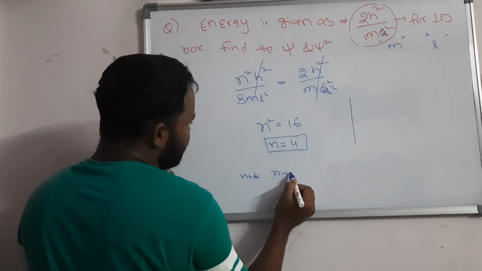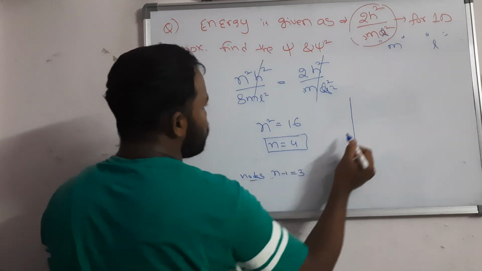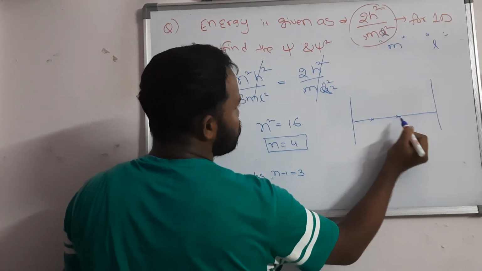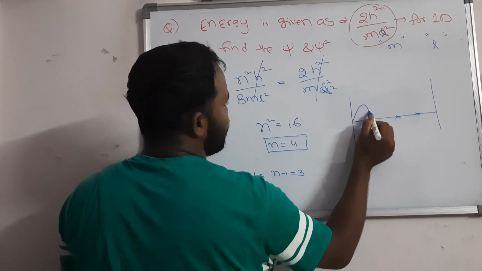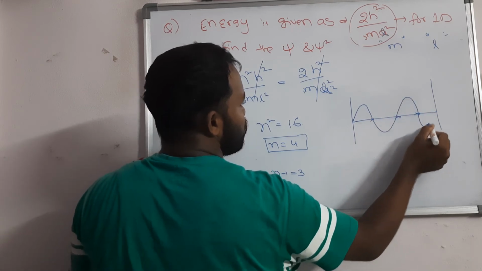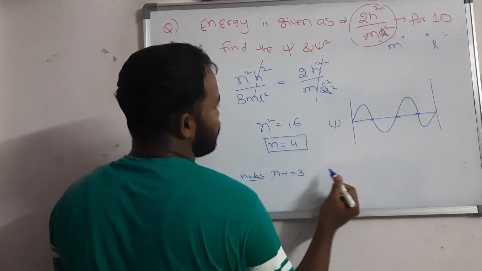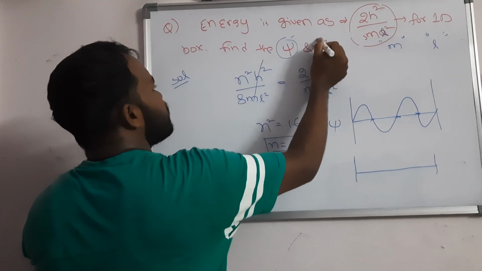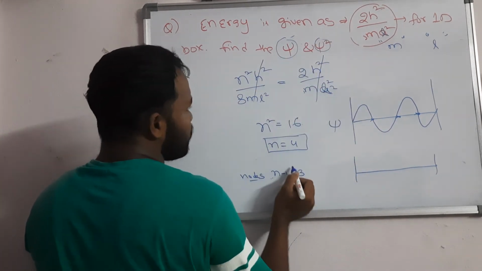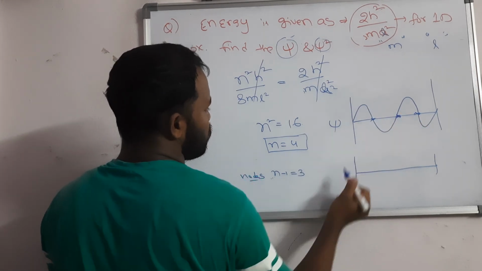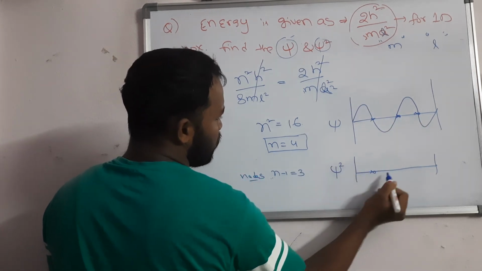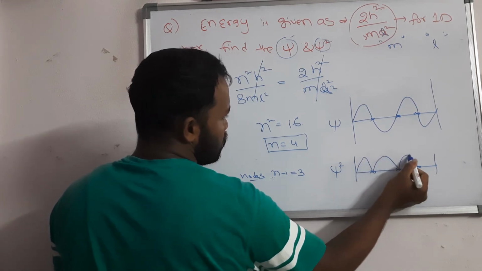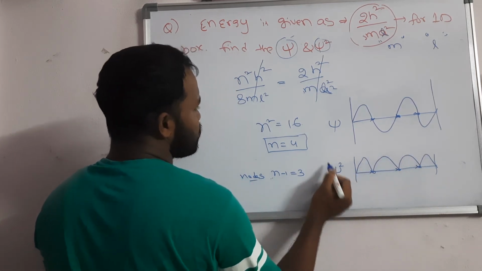n is equal to 4 means 3 nodes. Take the box and write 3 dots: 1, 2, 3. This is psi. My question is to find psi and psi square. So n is equal to 4 means 3 nodes: this is the first node, second node, third node. Psi square also has the same nodes, 1, 2, 3. This is the psi square.